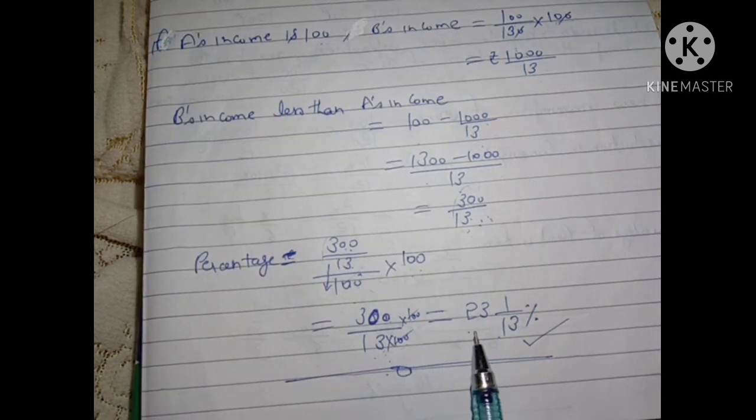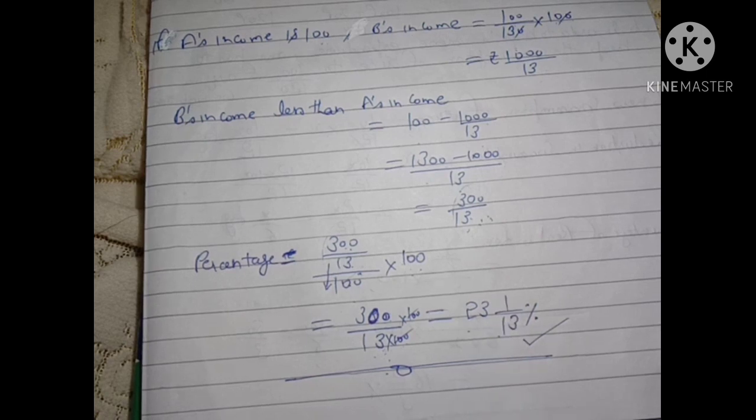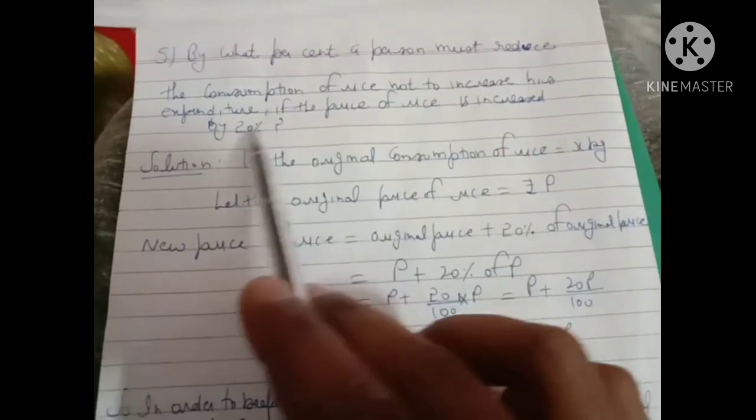After dividing, it will become 23 and 1 by 13%. So this is the solution of this sum. This is the lesser income of B than A in percentage. Okay, now see the fifth sum.